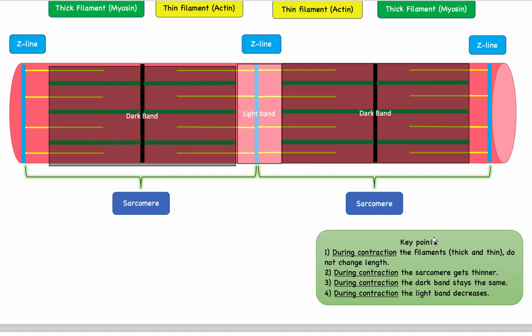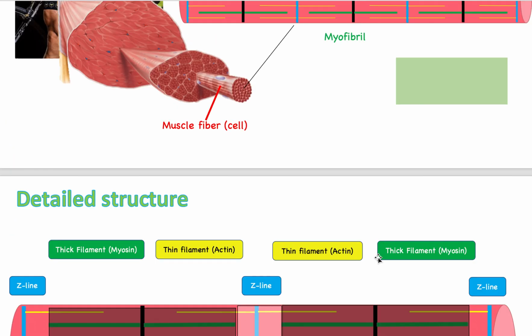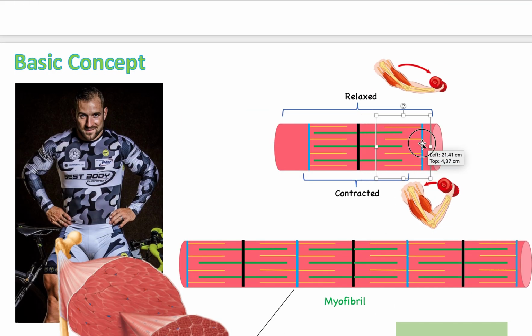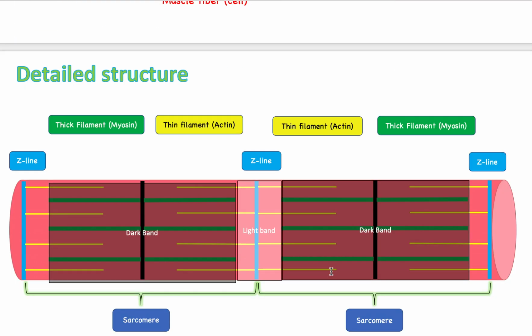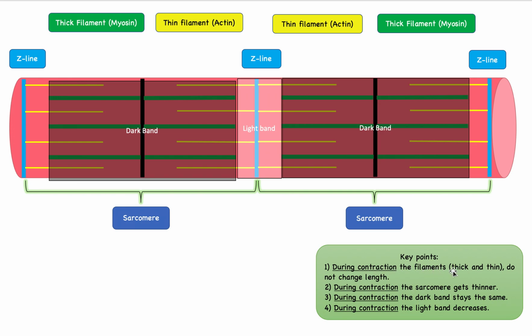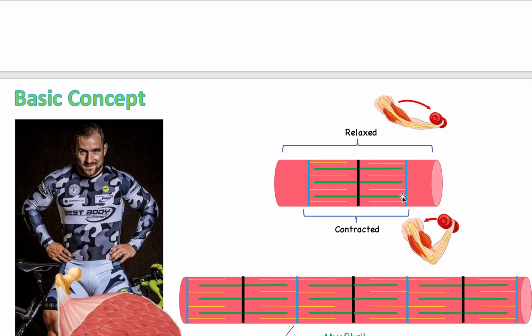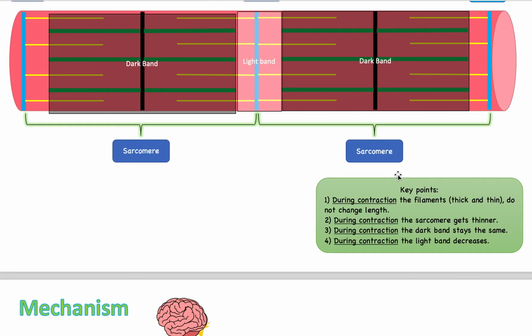Here, we're going to look at these key points and see if this makes sense for you. So during contraction, what I mean by contraction is this movement as this myofibril gets shorter. During contraction, the filaments, thick and thin, do not change in length. Is this true? Let's look. When this moves, do the thick and the thin filaments change length? No, right? They don't. They only slide past each other. So make sure you know that.